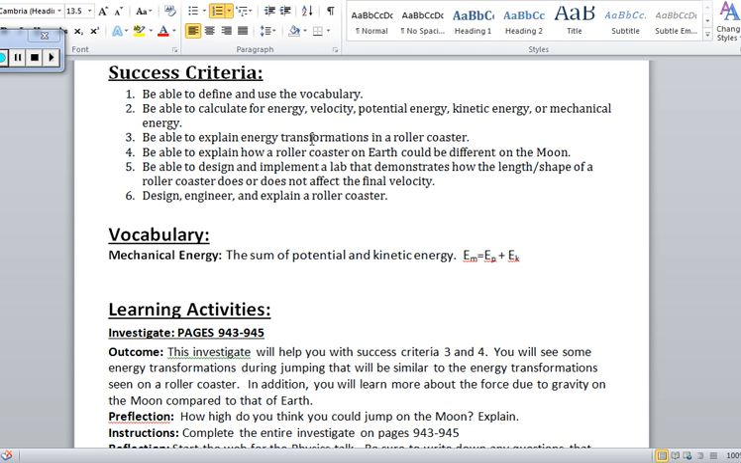Then be able to explain the energy transformations in a roller coaster, both in a, quote unquote, perfect world and an imperfect world or real world. Be able to explain how a roller coaster on Earth could be different on the moon.